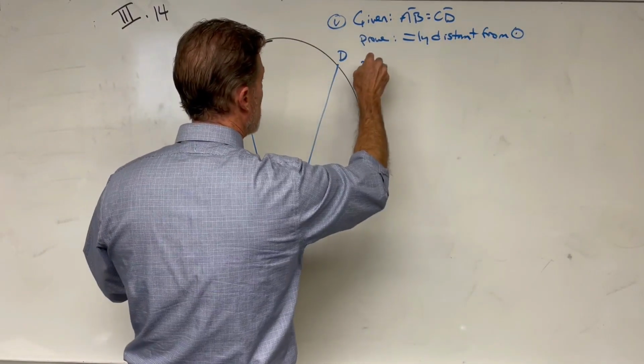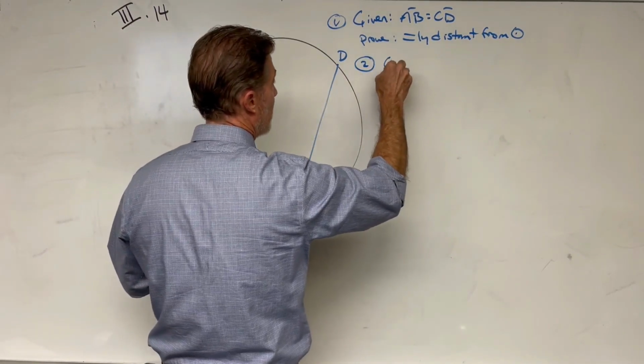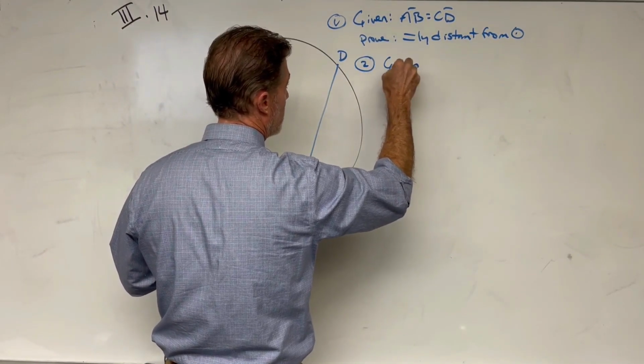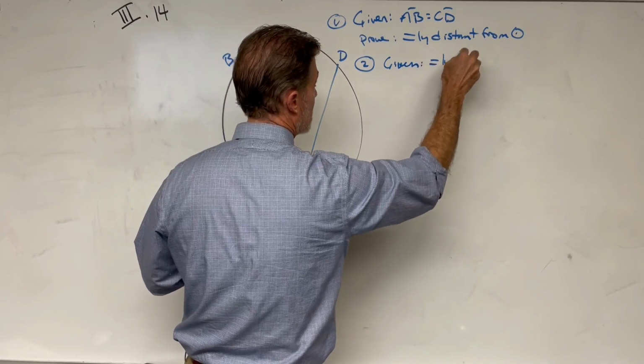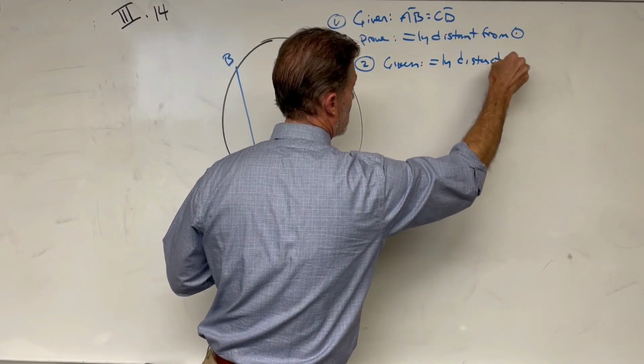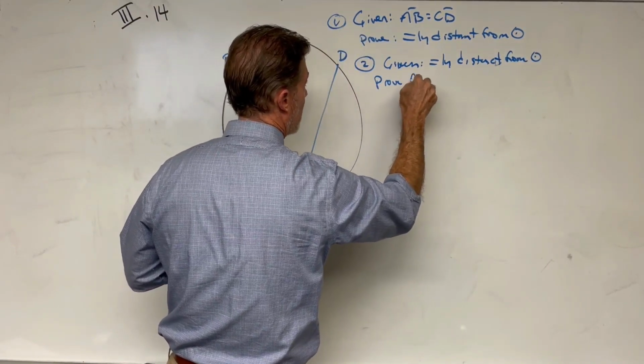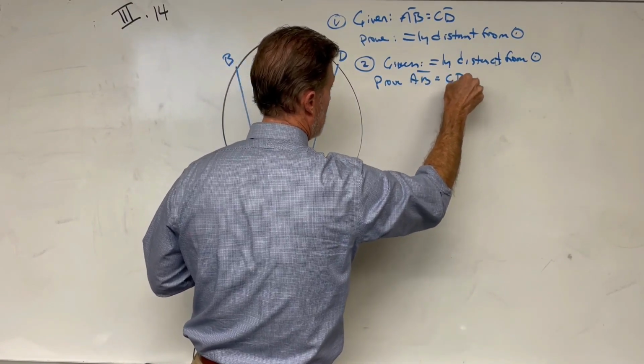And the second thing we can prove is, if we start by knowing that they're equally distant from the center, so if we switch the givens, if we take it as a given that they are equally distant from the center, then we can prove that the lines are equal to each other, namely AB will equal CD.